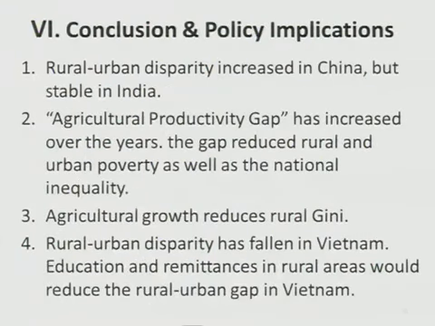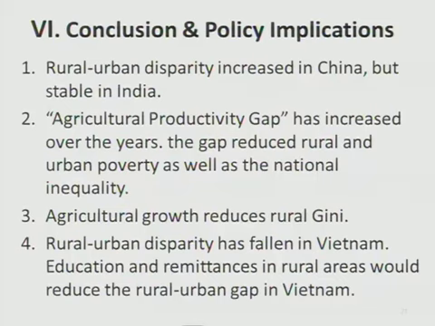Just to move on to the conclusion and policy implications. We have seen the rural-urban disparity increase in China, but stable in India. The so-called agricultural productivity gap has increased over the years, but the gap reduced rural and urban poverty, as well as national inequality. And agricultural growth reduces rural Gini, and the rural-urban disparity has fallen in Vietnam.